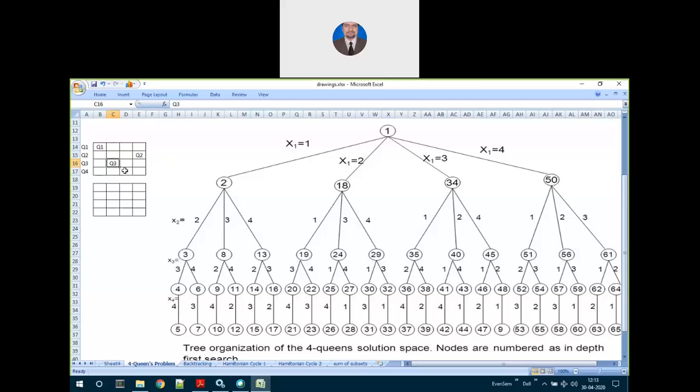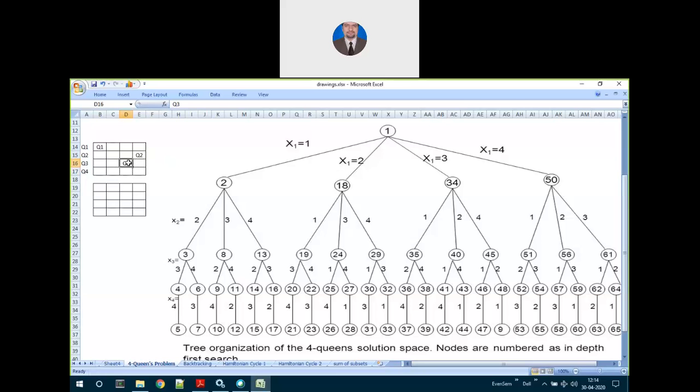Where else can I change the Q3? Now I can keep Q3 on the next column, that is over here. Okay, now if I keep it on the third row, third column, Q2 and Q3 will become on the same diagonal position. So what will happen here? Both will be in the attacking condition. So I cannot keep Q3 on the third column.